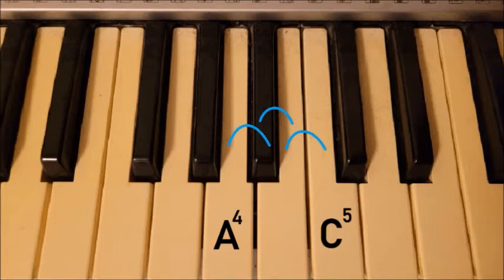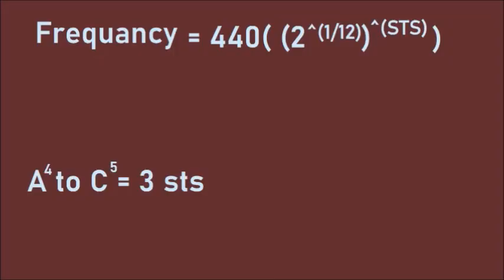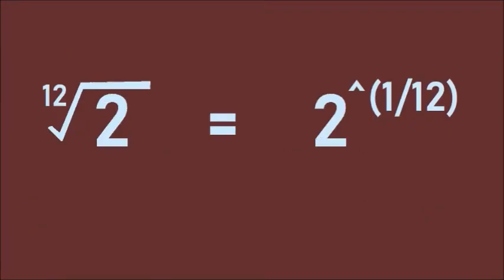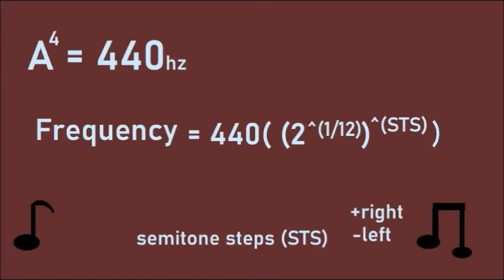So how would we determine the frequency at C5? Here is an equation to find this out. Say you're starting at A4, or 440 Hertz. That number starts on the left. Then, to increase or decrease, going up or down, we use this equation. You use 2 to the power of 1/12, or the 12th root of 2, for each semitone step. So in this case, this is 3 semitone steps.